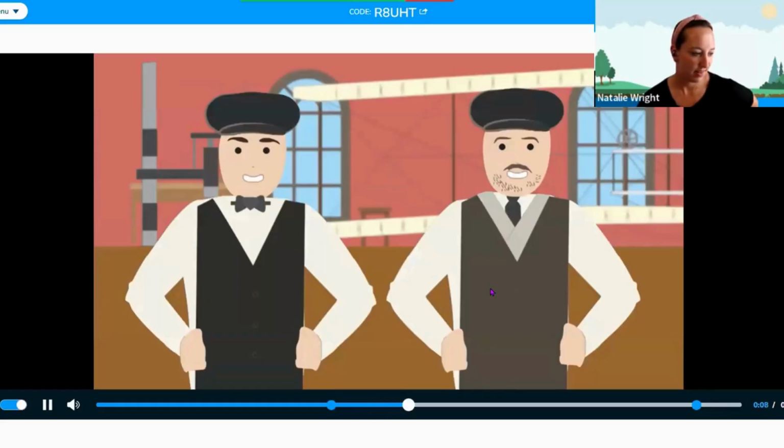Wilbur Wright was born on April 16, 1867, in Millville, Indiana, and Orville Wright was born on August 19, 1871.